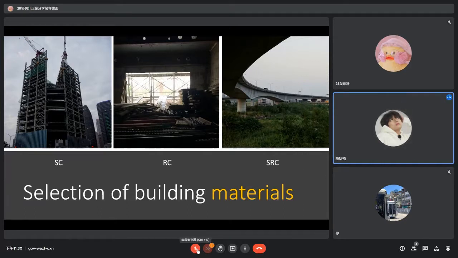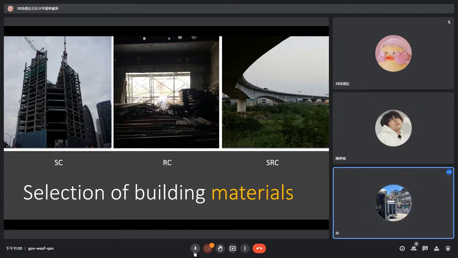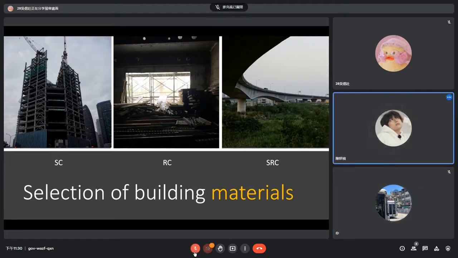It can be seen that RC has the strongest support, which is better than the SC and SRC I just said. Just now we decided on the raft foundation. Its assembly method is limited to RC. This time our project doesn't need too many floors, too high a floor. I think RC is enough to deal with the coming earthquake.